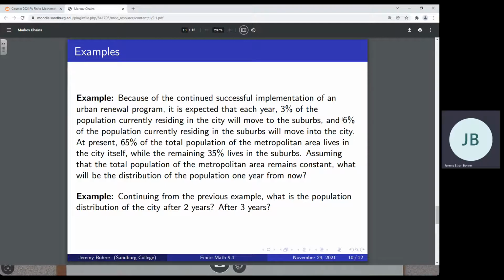So we start off with the aid of a tree diagram. We can establish, by some of the stuff we learned in chapter 7, that the probability of a person selected at random being a city dweller 1 year from now is given by 0.65 times 0.97 plus 0.35 times 0.06, which is 0.6515.